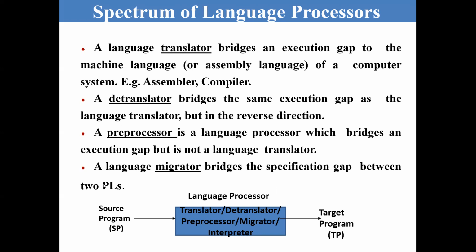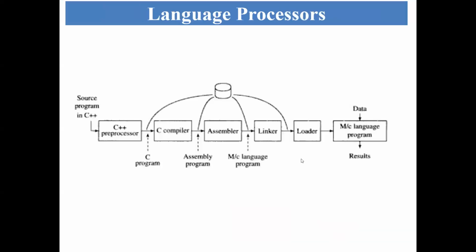We have already introduced the programming language domain. Suppose there is a need for two PL domains, then between these two PL domains, the migrator is used to reduce the specification gap. In this diagram you can see that a language processor may be a translator, detranslator, preprocessor, migrator, or interpreter, which converts the source program into the target program. I hope you have understood the language processor.